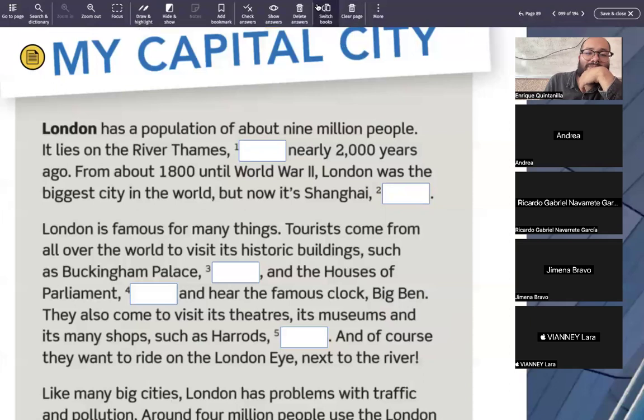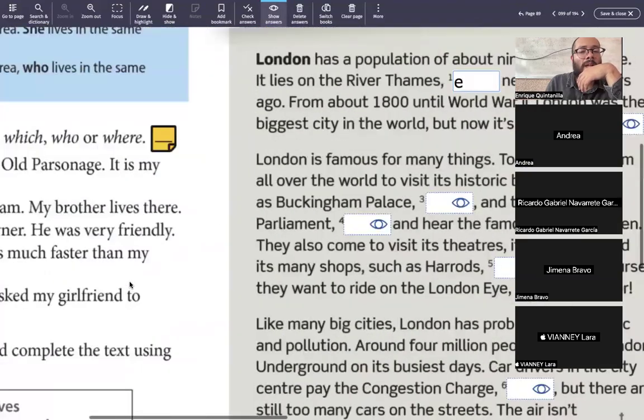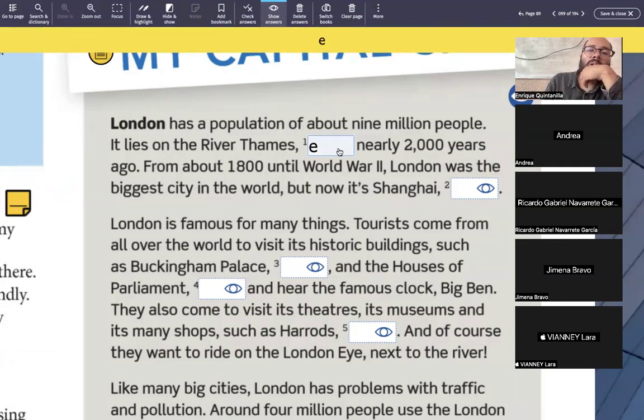Did you do your homework? Is E, teacher. Is E. For Andrea is E. For Richard is B. And for other people? No answer. And the answer is letter E, because we talk about a place, where the Romans landed. It lies, se encuentra o está situado on the River Thames. River Thames is a place, so where the Romans landed.